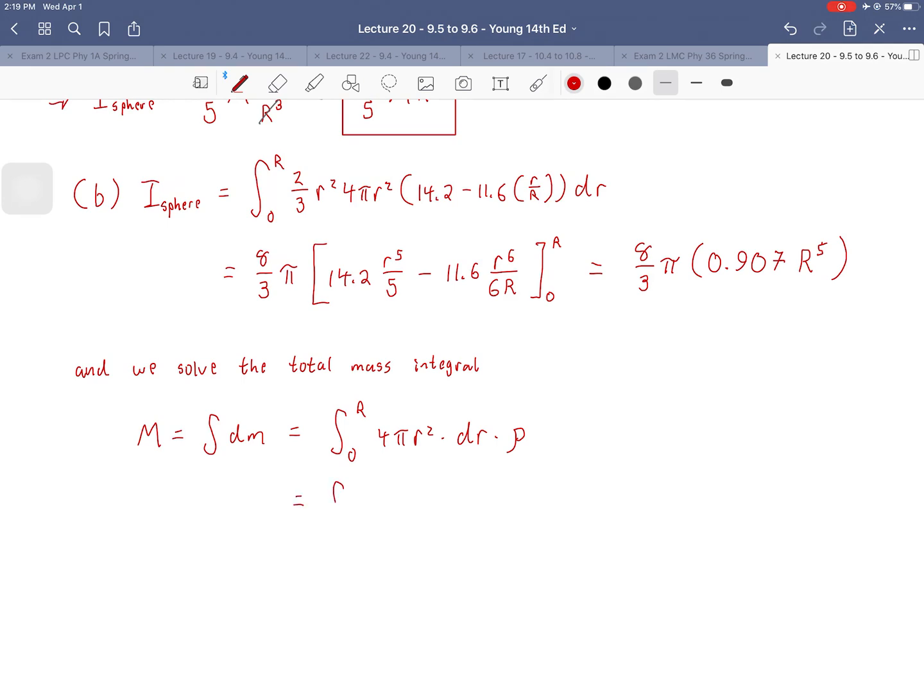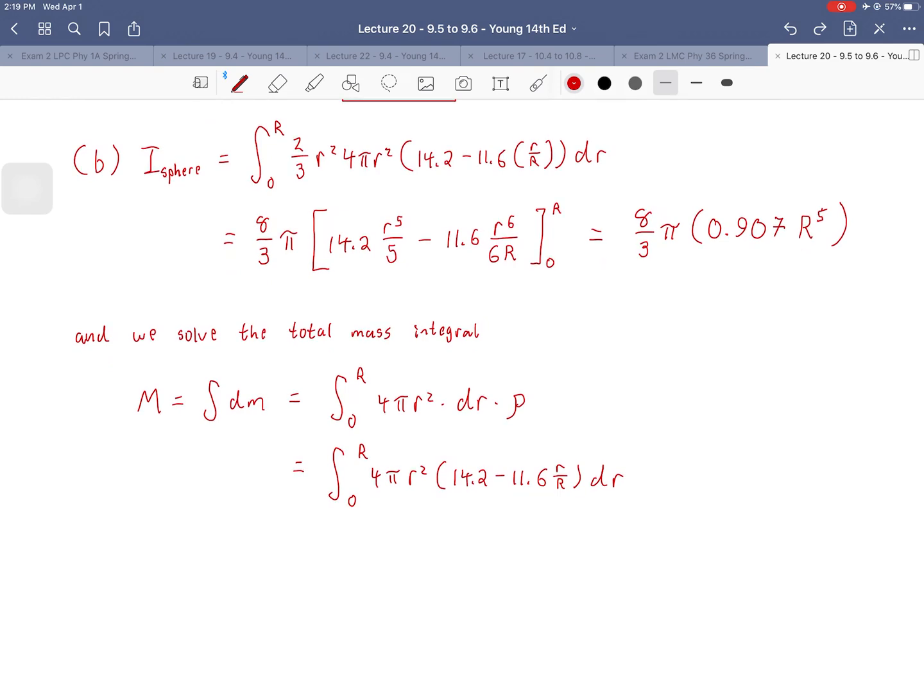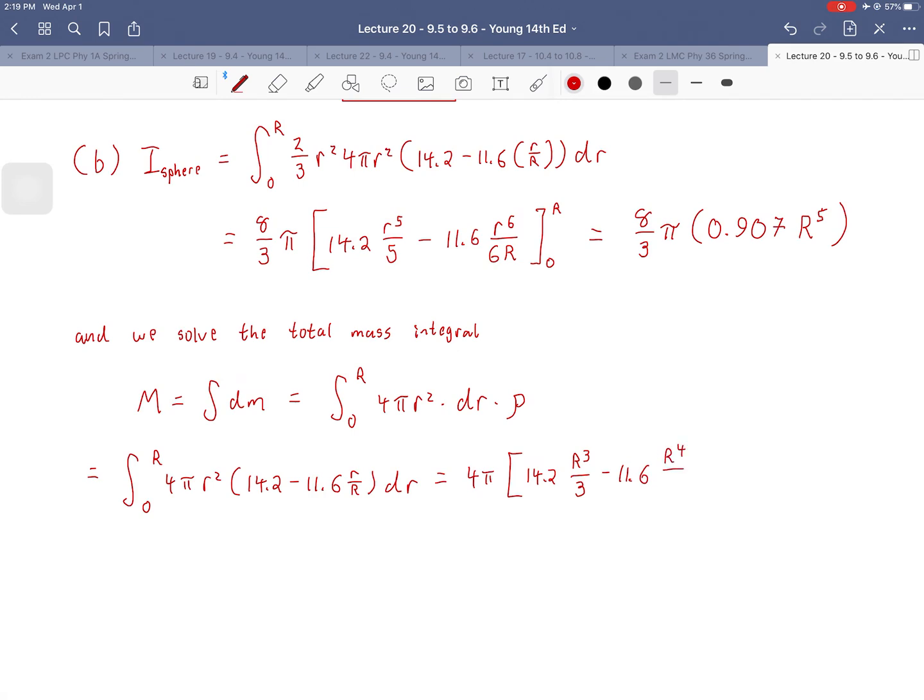So then what will that look like? Well, that's going to look like this. From 0 to r, we'll have our 4 pi r squared, and then the same expression, 14.2 minus 11.6 r over r, dr. Where of course this whole bit here is just rho. And then when I actually solve the antiderivative, I'm going to need to fit this on the same row, so I'll bring this over a bit. So then we'll have 4 pi, bracket, 14.2 r cubed over 3 minus 11.6 r to the 4th over 4. And there we have it.